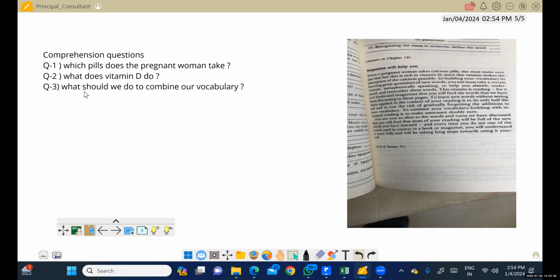Kavya Singh, what should we? That's how you have to understand. You cannot just give one line answer. This is one line answer because there's nothing else you can write. But here, you cannot just give one line answer. Kavya Singh, try. Yes, sir. Try. The third answer. What should we do to combine our vocabulary?